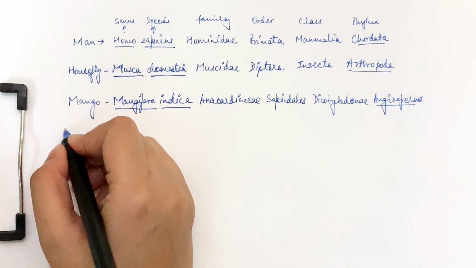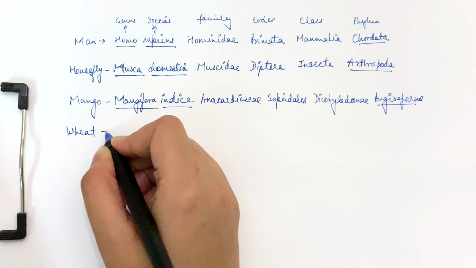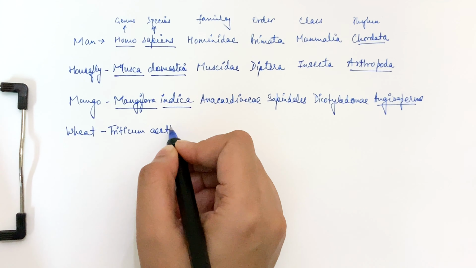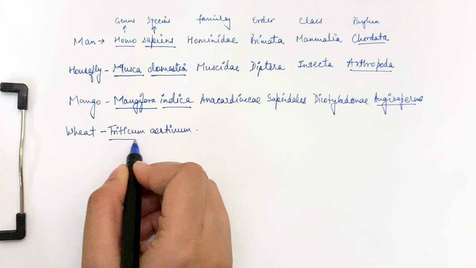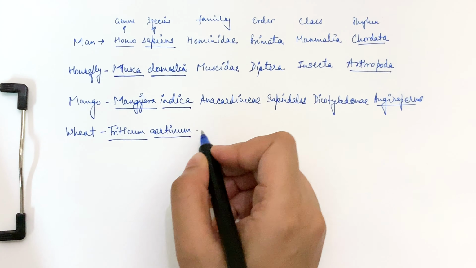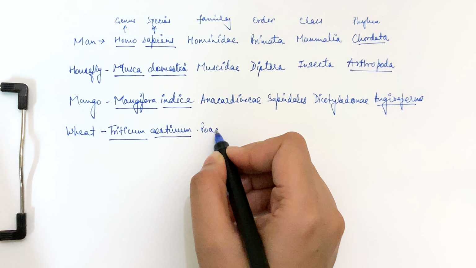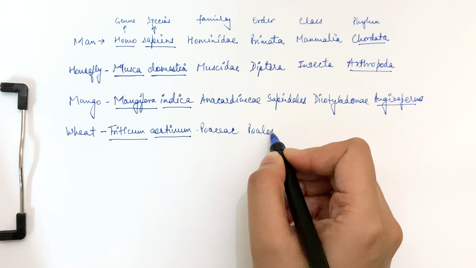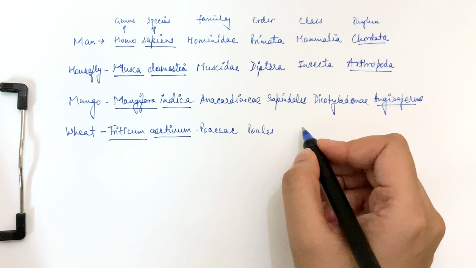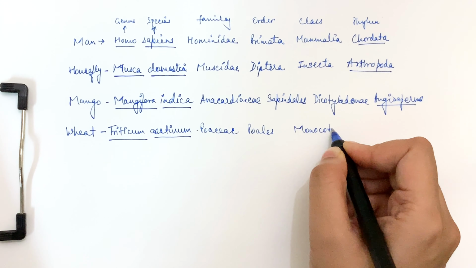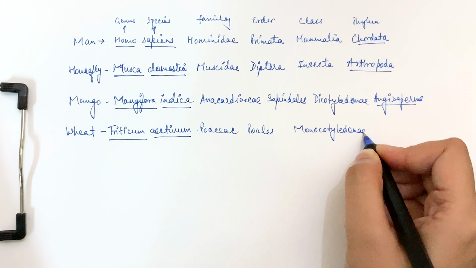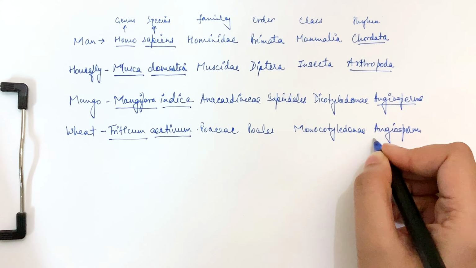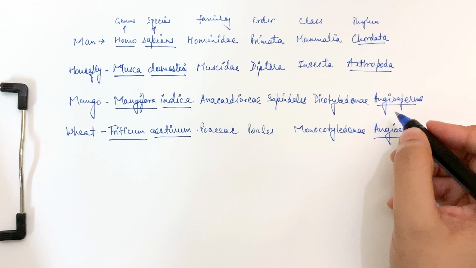Then we'll go to another plant, say wheat. The scientific name is Triticum aestivum. Here the genus is Triticum, the species is aestivum. Then the family is Poaceae. The order is Poales. Then this is a monocotyledon, and it's an angiosperm.